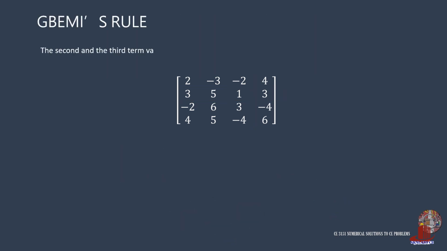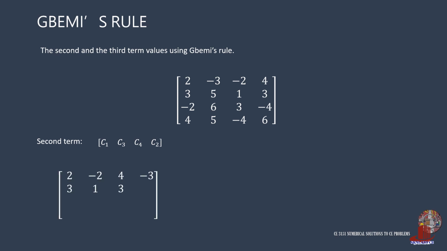The next task is to look for the second and third term values when using Gibbon's rule. Recall that the second term of this method has columns 2, 3, and 4 rotated. After the columns are arranged, mirror the 3 columns and then proceed to extended Sarrus rule. The first positive has 2 times 1 times negative 4 times 5, which is negative 40.